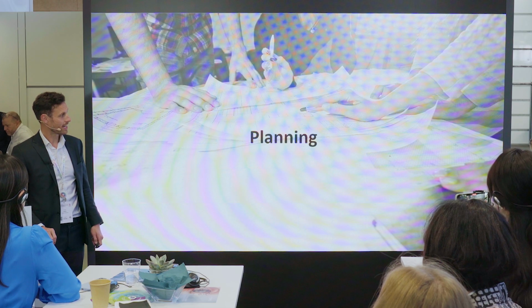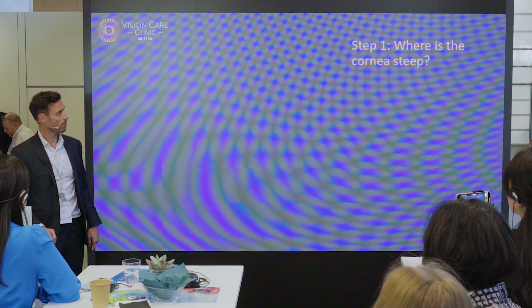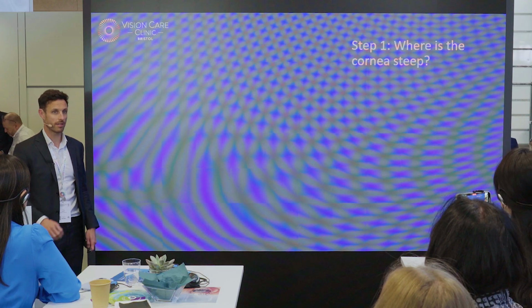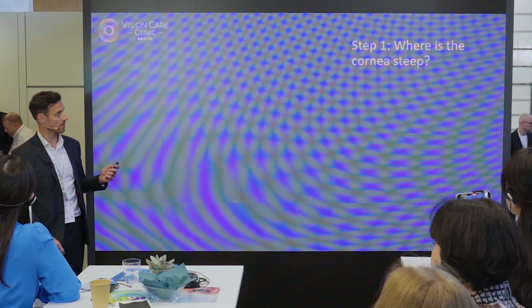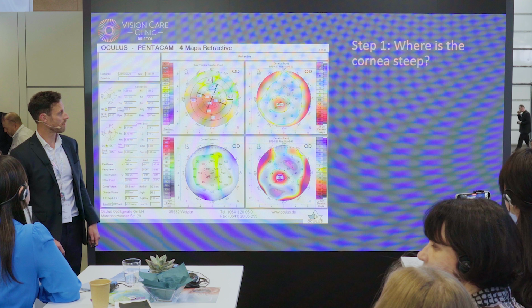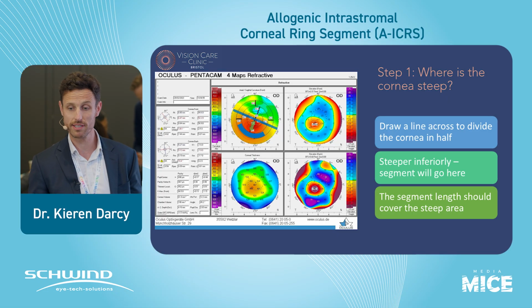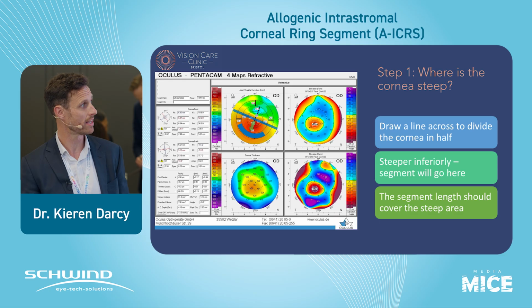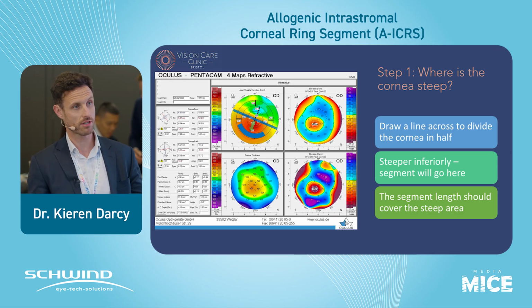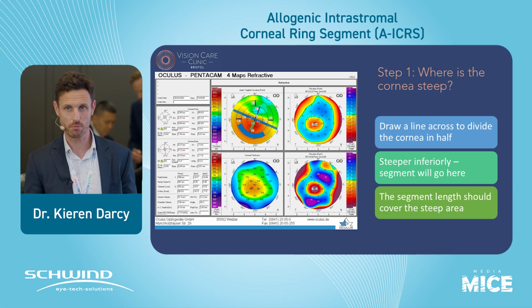So what about the planning of the surgery? How are we going to work out exactly what we're going to do, the thickness of the segment we're going to put in, and what we're going to do? So the first question to ask ourselves is, where is the steep area of the cornea? And the simplest way to do this is to literally draw a linear line through the cornea to divide it in half, and then if it's all steeper inferiorly, that's where the segment wants to go.